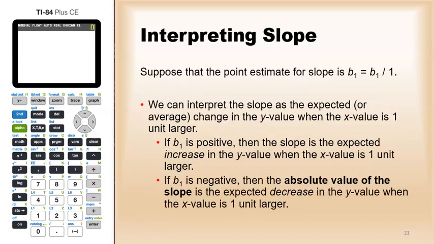Now, suppose the point estimate for slope is b1 over 1. We can interpret the slope as the expected or average change in the y value when the x value is 1 unit larger. So if that b1 is positive, then we expect an increase in the y value when the x value is 1 unit larger. And if b1 is negative, then the absolute value of the slope is the expected decrease in the y value when the x value is 1 unit larger.